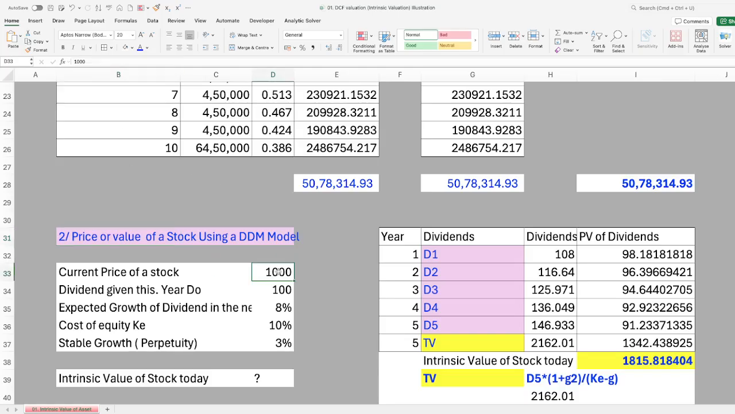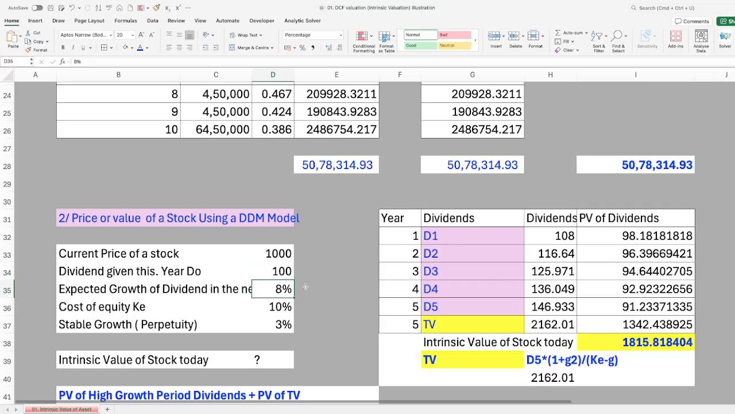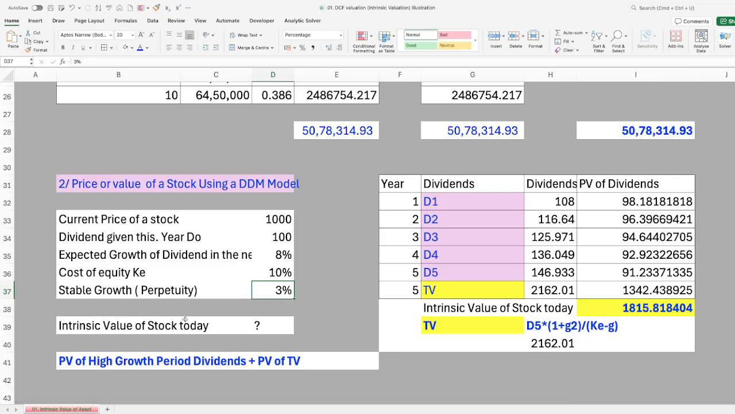Let's say a stock is currently priced at 1,000 rupees and the dividend declared this year is 100 rupees. Let's say the expected growth in the high growth period of the next 5 years is that each year the dividend is going to grow at 8%. Let's assume the cost of equity is 10%. Let's also assume a stable perpetual growth after 5 years, where the dividend is growing at 3%. So with these assumptions, what should be the value of the stock today?